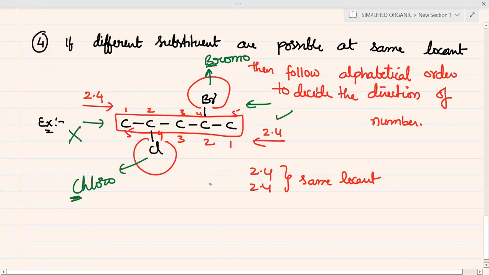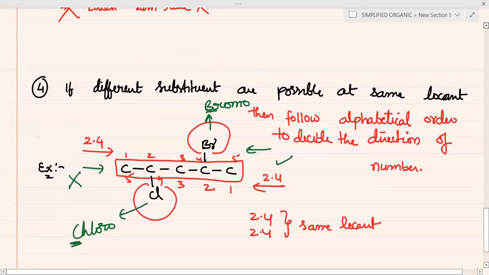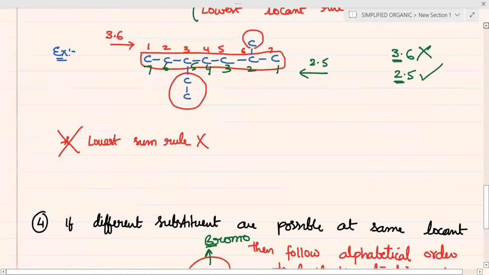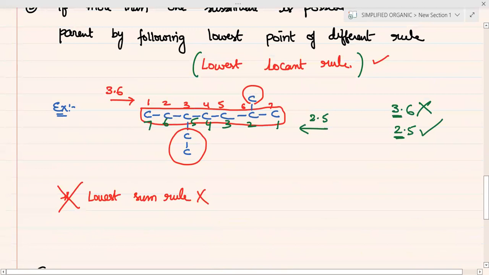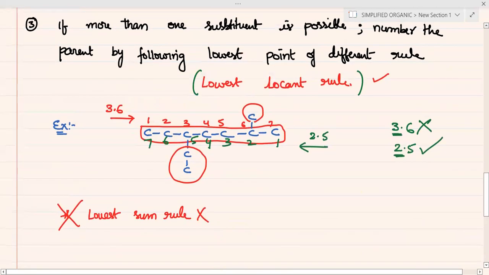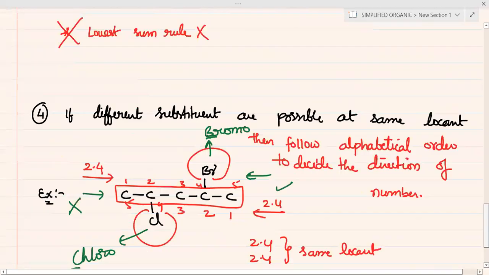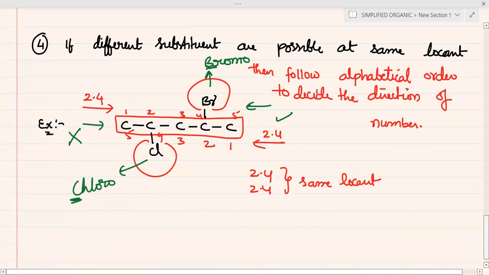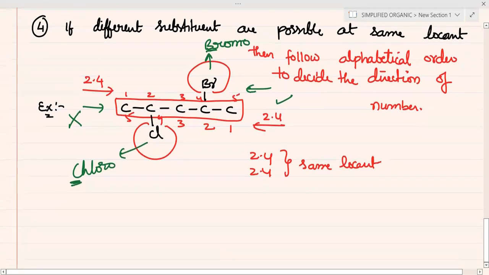Okay. So one point I want to make clear here: always first you have to check the lowest locant rule. If you are able to decide the direction of numbering with the lowest locant rule, no need to go for the alphabetical order. If the locants are the same, then you have to follow the alphabetical order. I hope this point is clear to everyone.